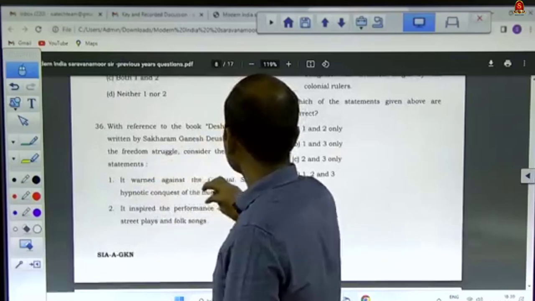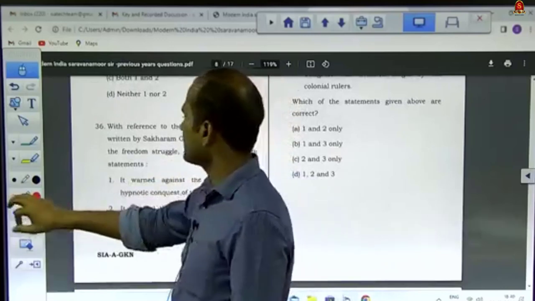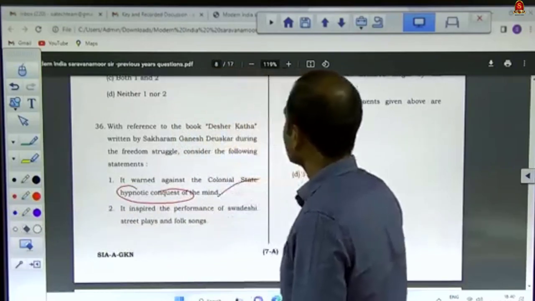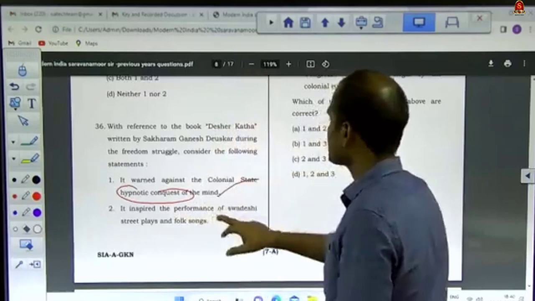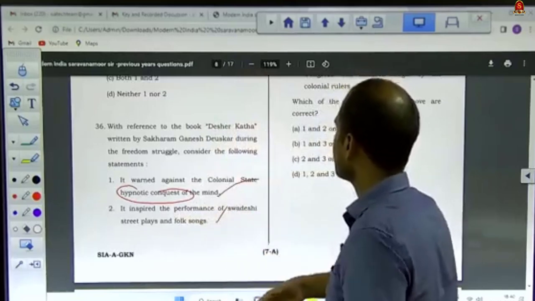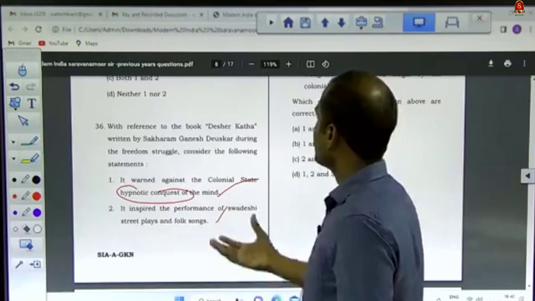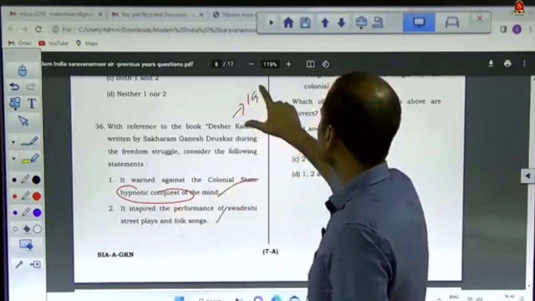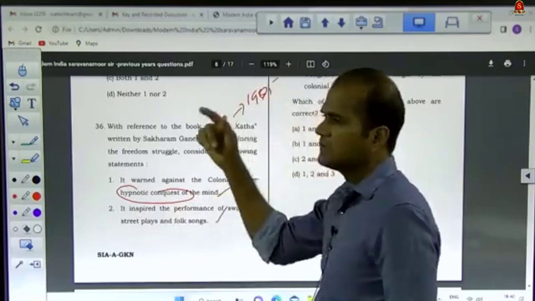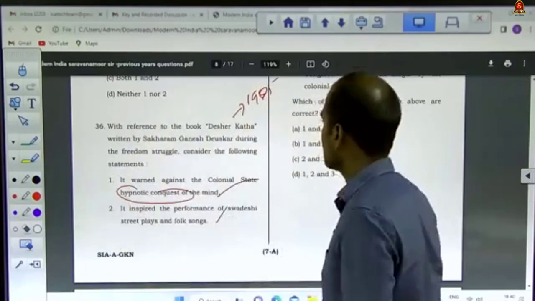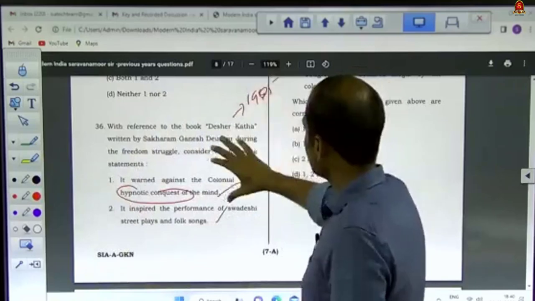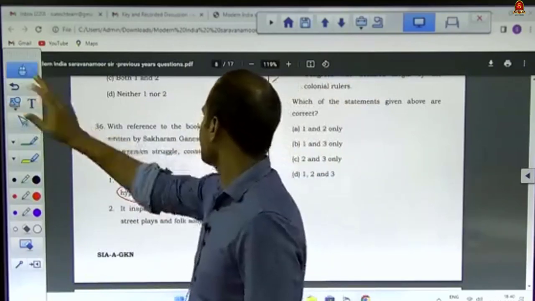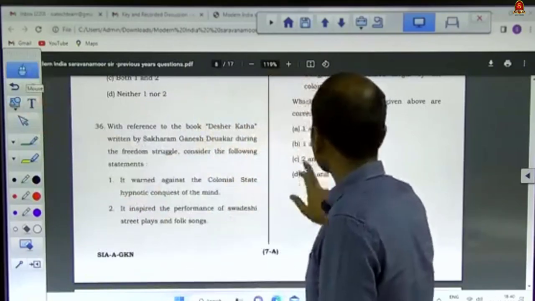Everything correct. It warned against the colonial state's hypnotic conquest of the mind. Yes, hypnotic conquest of mind. Exactly right. This inspired the performance of Swadeshi, the first time Swadeshi street play, folk songs. It's very important, even during the Swadeshi movement, because the book was published in 1905. Within 1 year, nearly 10,000 plus copies were sold. And it played a vital role in the Swadeshi movement. Inspiration during Swadeshi movement. Second statement is also right.